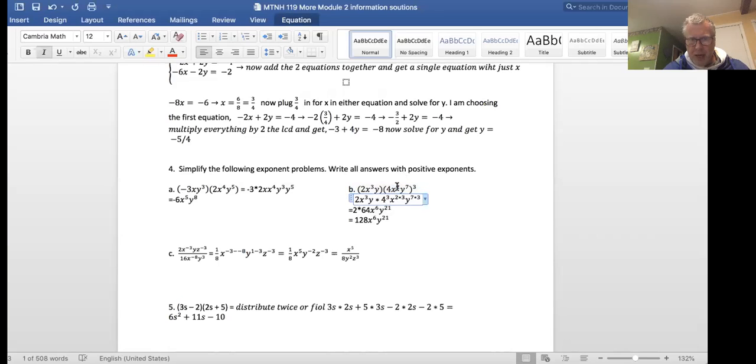But for x squared, there's an exponent inside the parentheses, so when I move this 3 in, I'm going to take x squared times 3. Same thing with the y: I'm going to take y to the 7 times 3 because there's an exponent of 7 already in the parentheses. So 4 to the third is 64. So 2 times 64, x to the 6th from the 2 times 3, and y to the 21st from the 3 times 7. I multiply the 2 and the 64 together and get 128. So 128x to the 6th y to the 21st is our final answer.